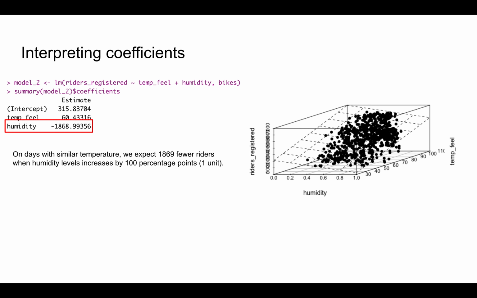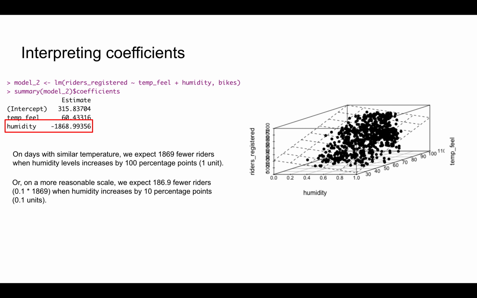In cases like this, we can translate this rate of change to a more meaningful scale. For example, suppose humidity levels increase by 0.1 units, or 10 percentage points. For example, humidity might jump from 70% to 80%. In this case, we expect roughly 186.9 fewer riders. Visually, the humidity coefficient reflects the rate of decrease or decline when we slice the plane at any temperature.